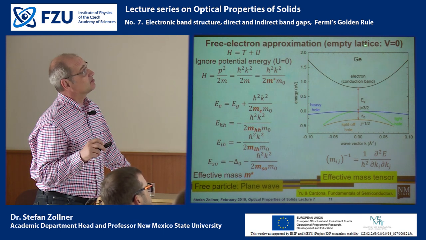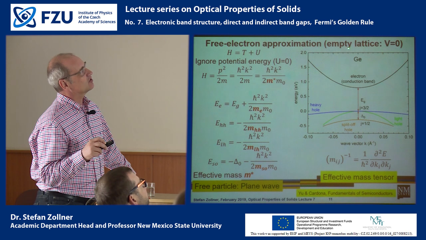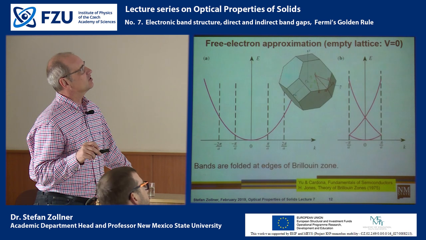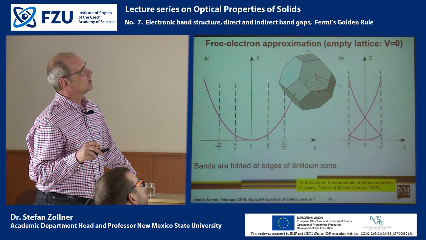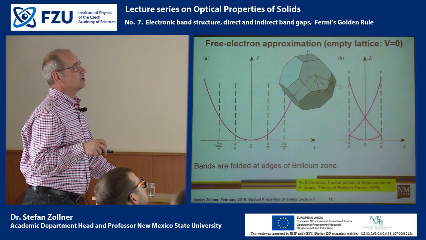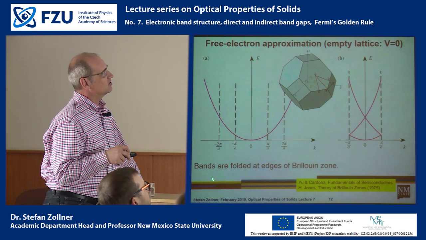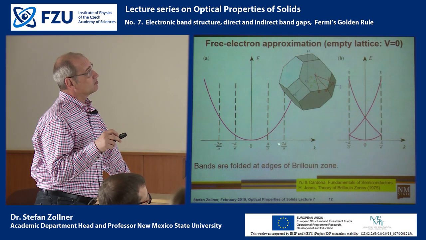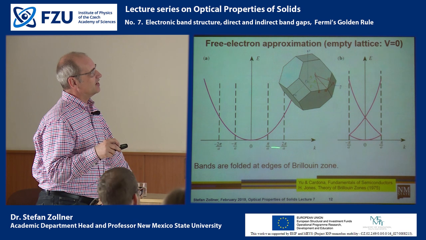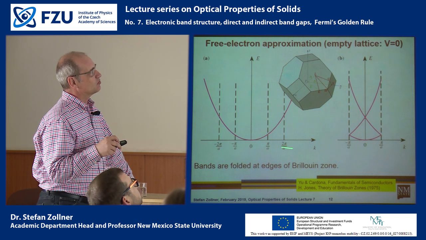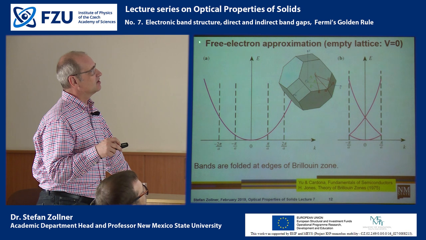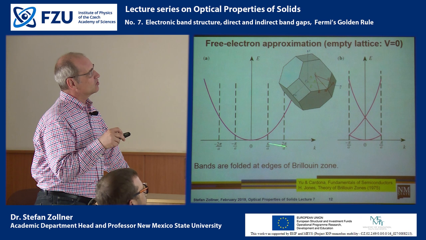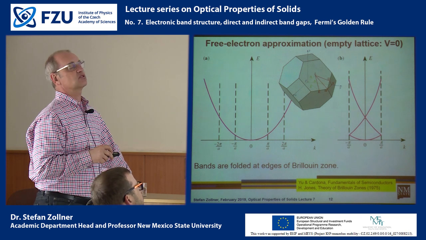So this is the free electron approximation, sometimes also called the empty lattice approximation, where the potential energy is equal to zero. Another way to look at this free electron approximation is that we ignore the Brillouin zone for a moment, or we're saying that we're working in an extended zone scheme. In the extended zone scheme, I have this large parabola which goes way beyond the boundaries of the Brillouin zone.